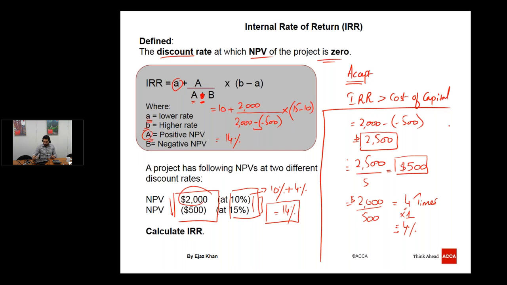So you don't need to use this approach to calculate the IRR, definitely. You need to use the formula to calculate the IRR. This was just to make the concept more clear. I hope everybody understands what IRR is and how we calculate it. Any questions?